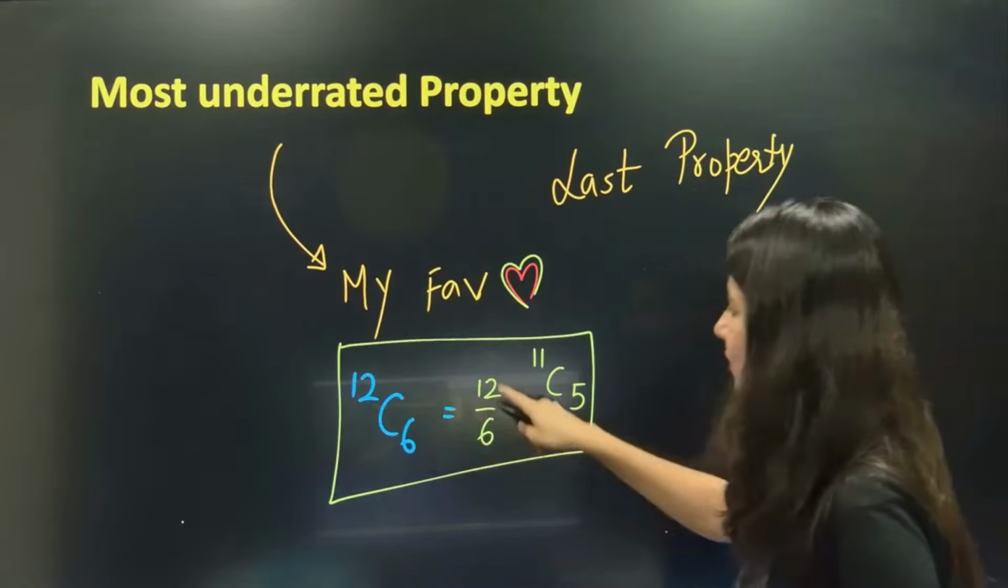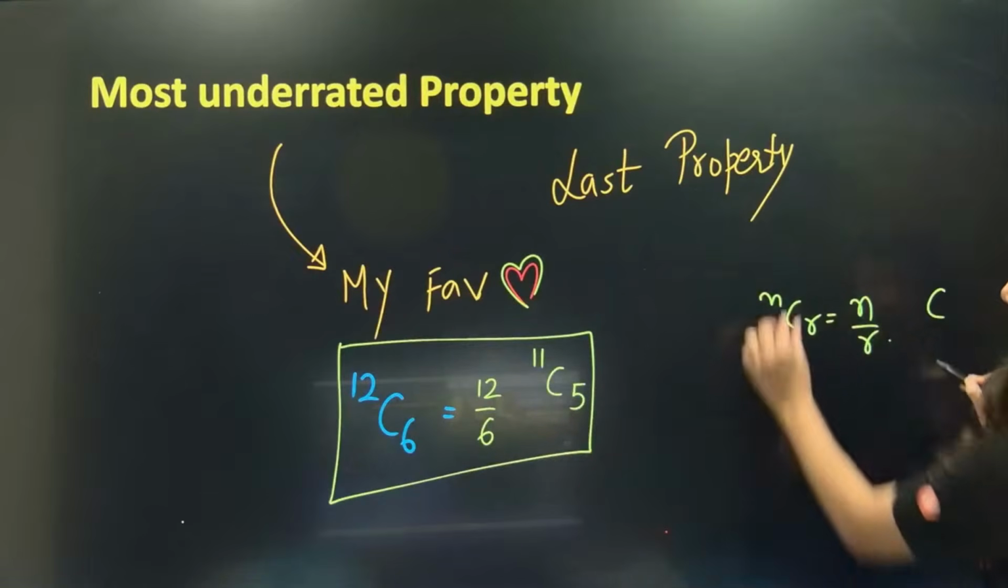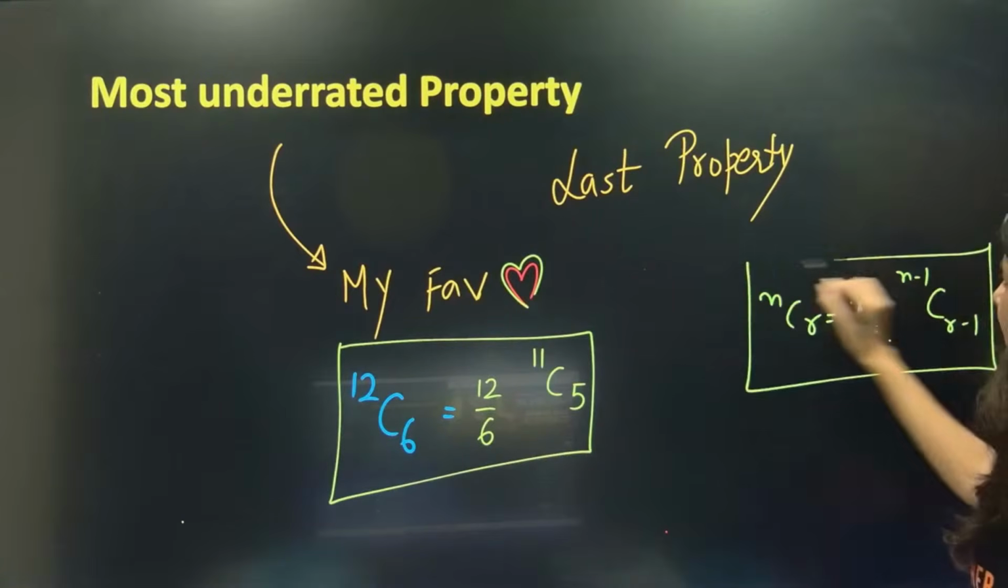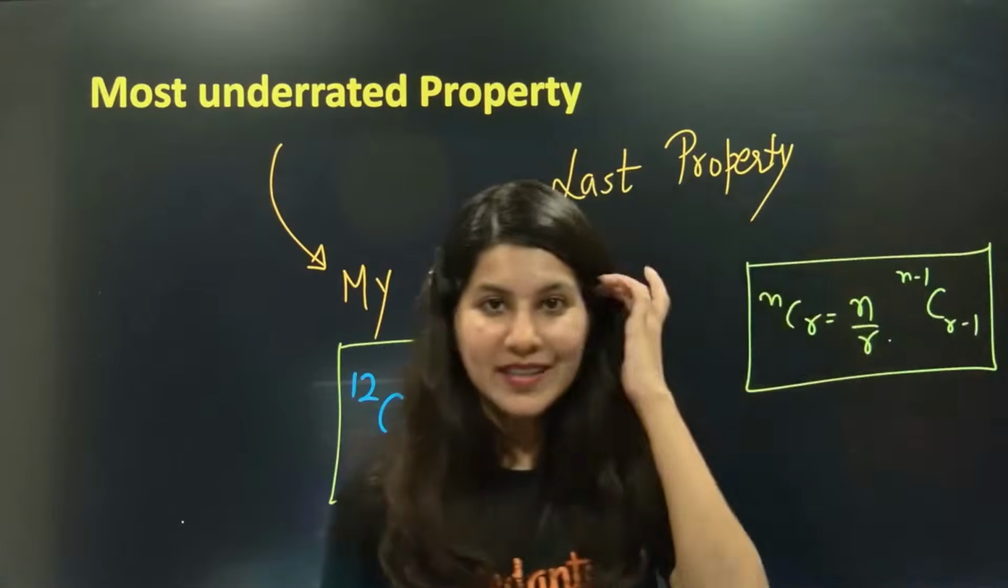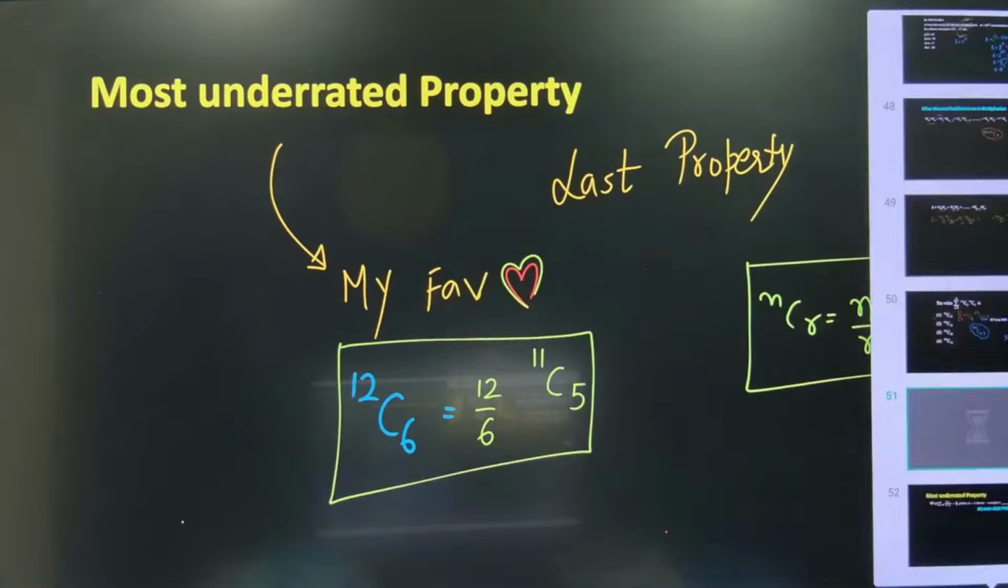Basically, nCr is equal to n by r times n minus 1 C r minus 1. See, 12C6 will be what? 12 by 6. Now what you have to do, remove 1 from this. At any given time, you can do that. Most underrated property, you don't even know when to apply. So let me tell you when to apply.